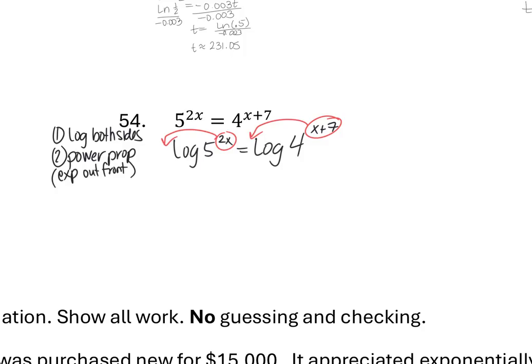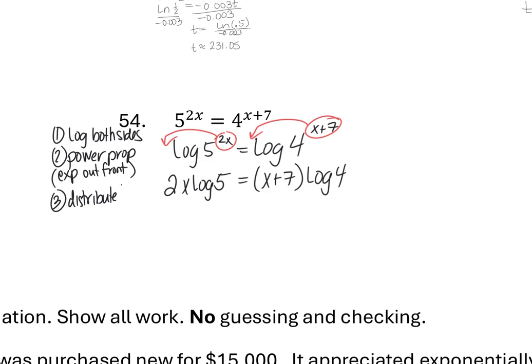Okay, don't leave them behind. Then it looks like they're in the log. We put them in front of the word log. 2x times the log of 5 equals x plus 7. Don't forget those parentheses. Log of 4. Step 3 is to distribute. We're distributing the log. I don't distribute to 2x, there's no plus sign, so 2x log 5 stays on this side. And I distribute the log 4 to x, so x log 4 plus 7 log 4. Okay, we distribute it to both the x and the 7.